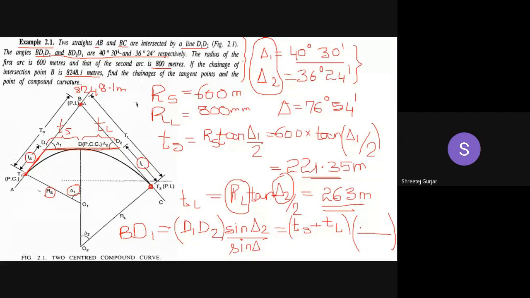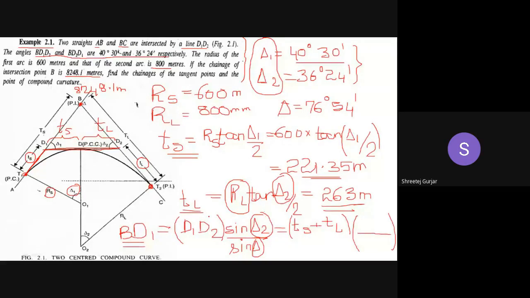Now can you substitute all these values, right? We have TS with us. We also have the TL value with us, right? And delta 2 also is known. Delta is also known. You can substitute all these values in a calculator and tell me the answer. What is BD1? What is the value of BD1? 484.35.